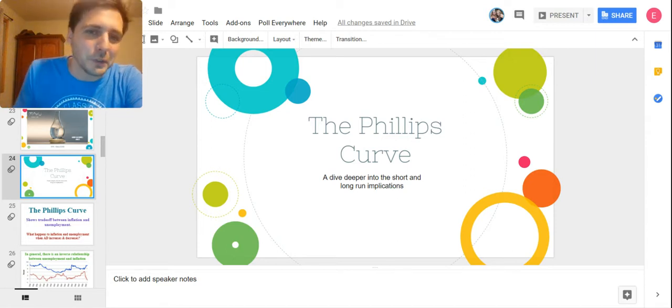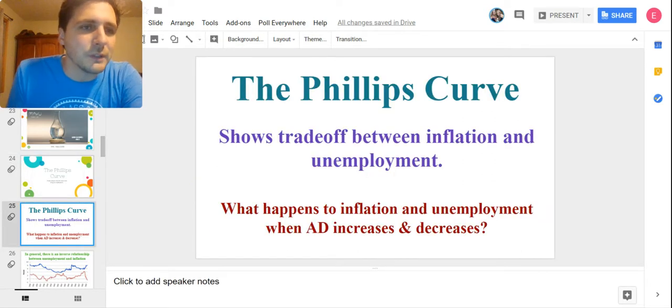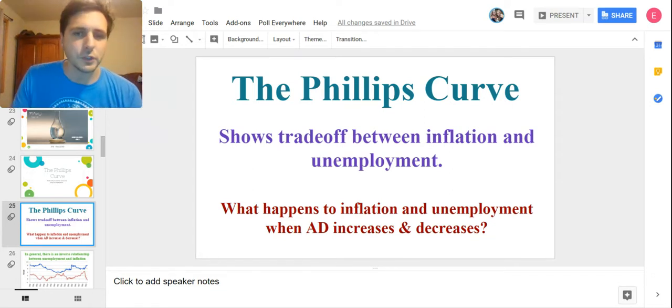So, all right, today we went over a new curve. It's called the Phillips curve. The Phillips curve is all about demonstrating a very simple relationship. It's a relationship between inflation and unemployment, and this is an inverse relationship. And this is logical. You guys already know this economic logic, right?